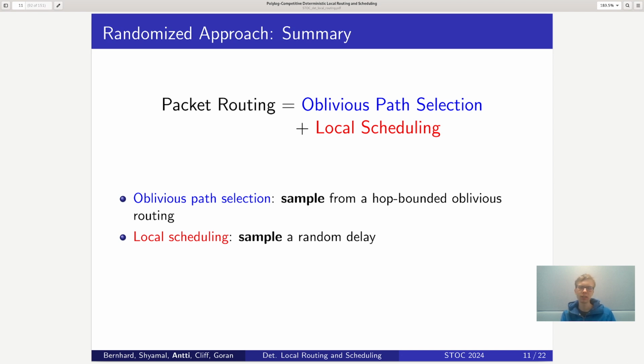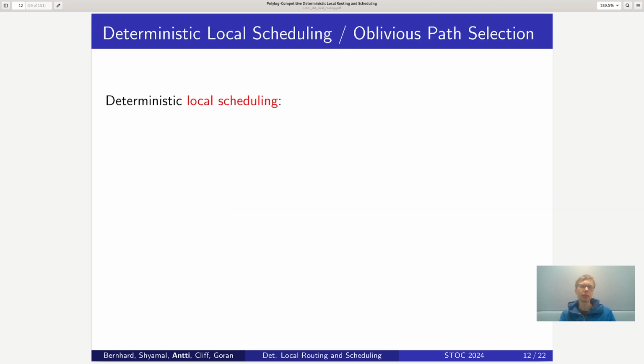Well, both of these are sampling. Is this inherently random? What do we know deterministically about these two sub-problems? Well, let's look at that.